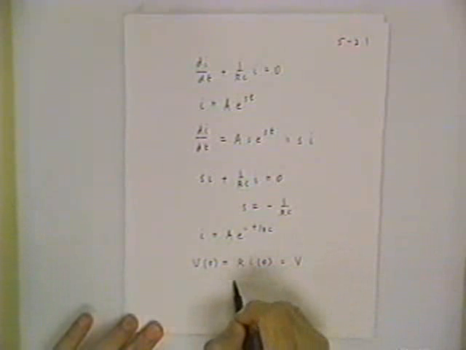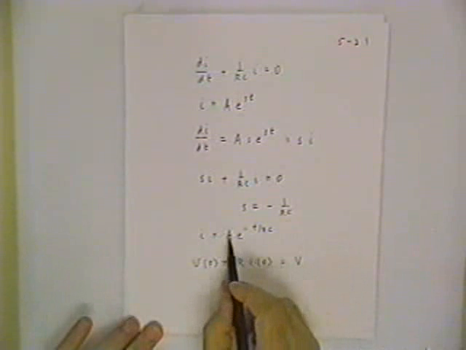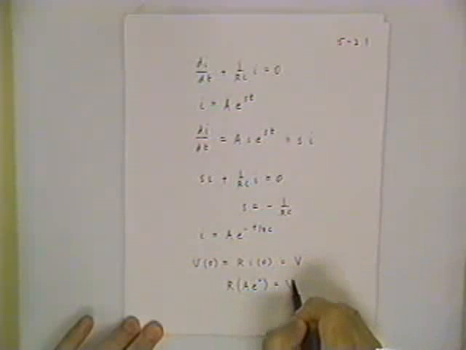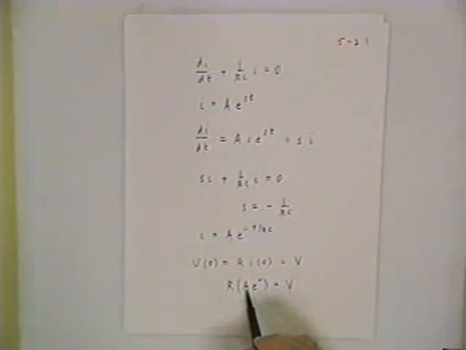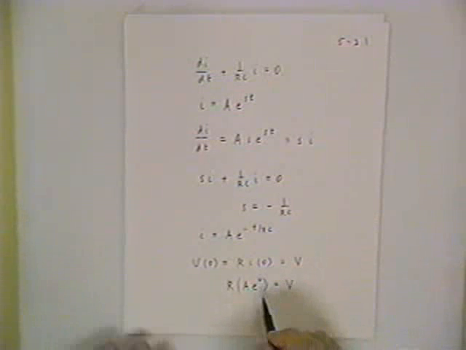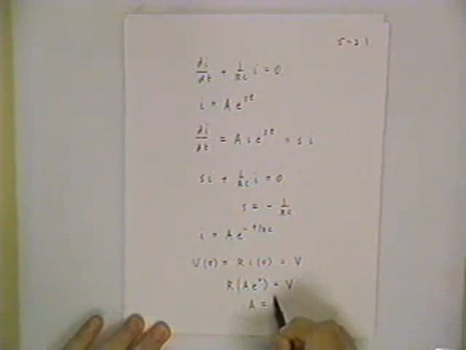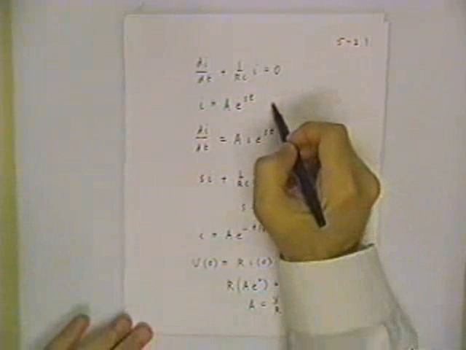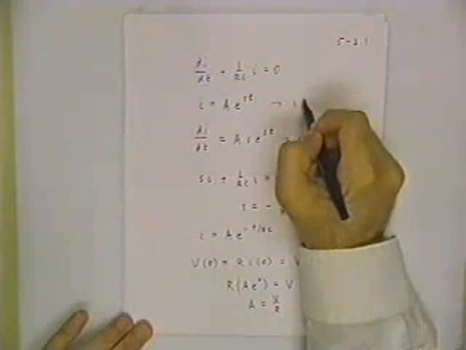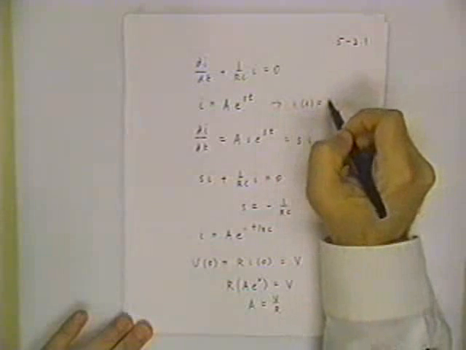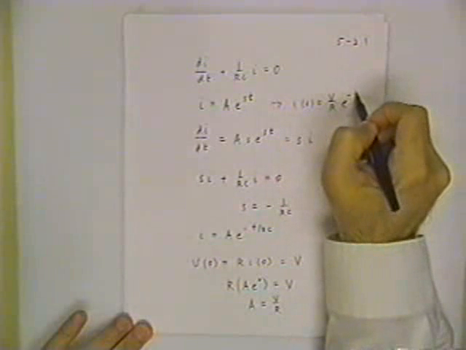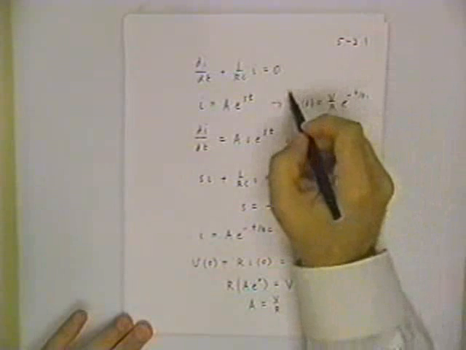So now all we have to do is substitute from our model, from our solution here. I of 0 is A e to the 0. So I of 0 is A. E to the 0 evaluates as 1. And now we can solve for our constant. A is equal to V over R. What we get, and I can put this up here, is that I as a function of time turns out to be V over R times e to the minus t over RC.